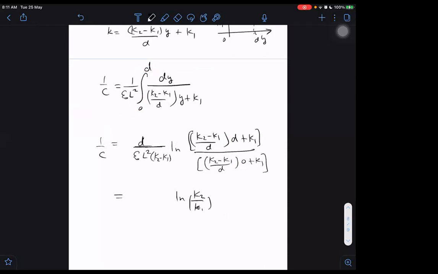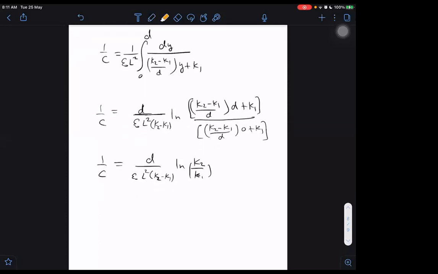So we are finally getting d upon epsilon naught L square into K2 minus K1. That is the answer. Means the reciprocal of this will be the answer. Capacitance will be the reciprocal of that. Capacitance will be equal to epsilon naught L square by d into ln K2 by K1, and above it is K2 minus K1.